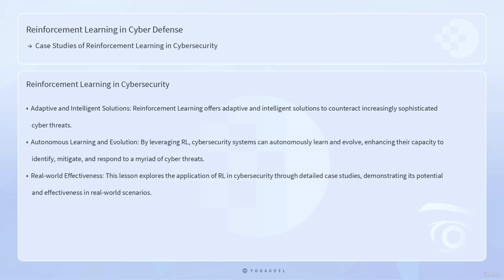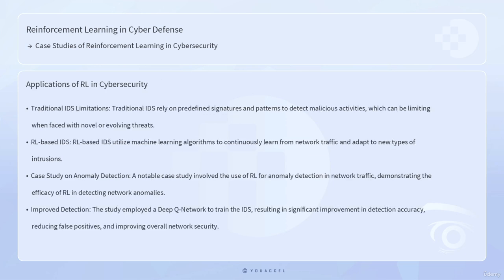scenarios. One significant application of RL in cybersecurity is in the development of intrusion detection systems. Traditional IDS rely on predefined signatures and patterns to detect malicious activities, which can be limiting when faced with novel or evolving threats. RL-based IDS, on the other hand, utilize machine learning algorithms to continuously learn from network traffic and adapt to new types of intrusions. A notable case study in this domain involves the use of RL for anomaly detection in network traffic.